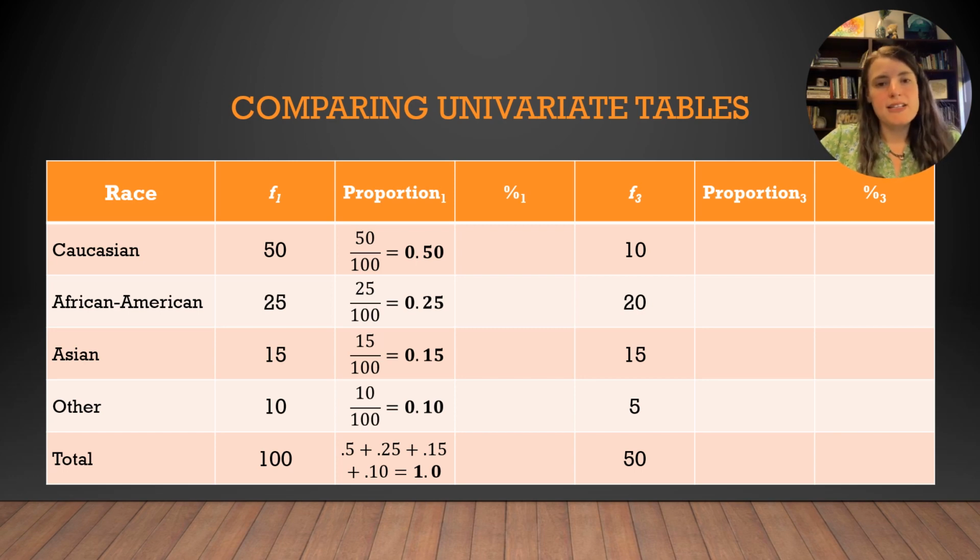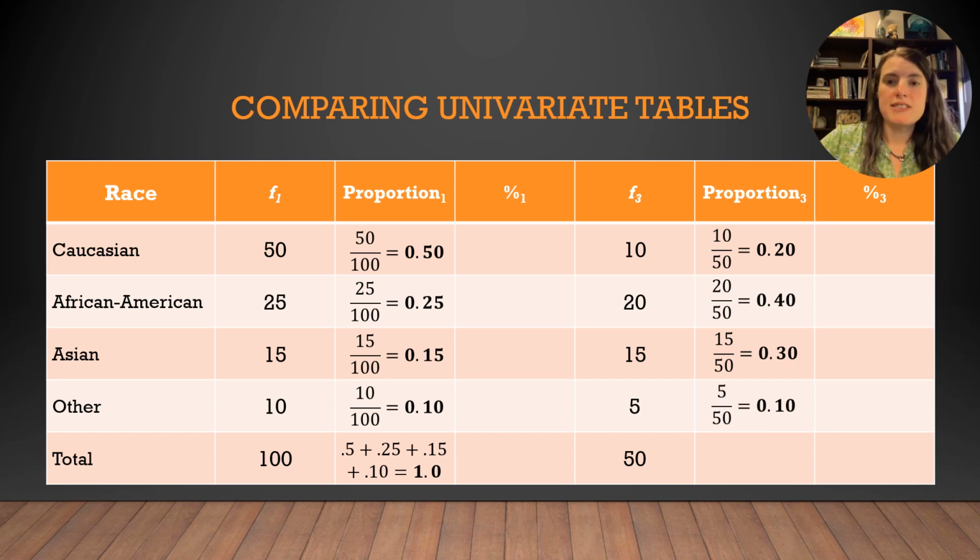Now, because of rounding issues, you may see this value go from 0.9 to 1.1, and that's okay. We do the same thing for the third sample, but this time we divide all the frequencies by 50 since that's the total sample size of sample 3. That gives the proportion values you see here. I add up all my proportions to double check, and I still get 1.0, so I'm good to go.